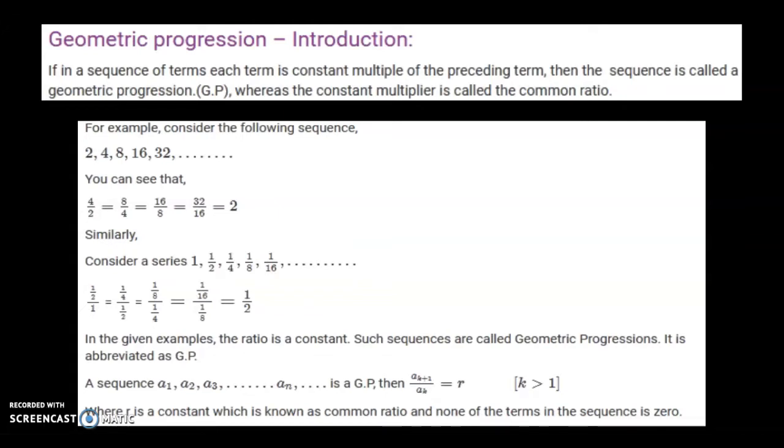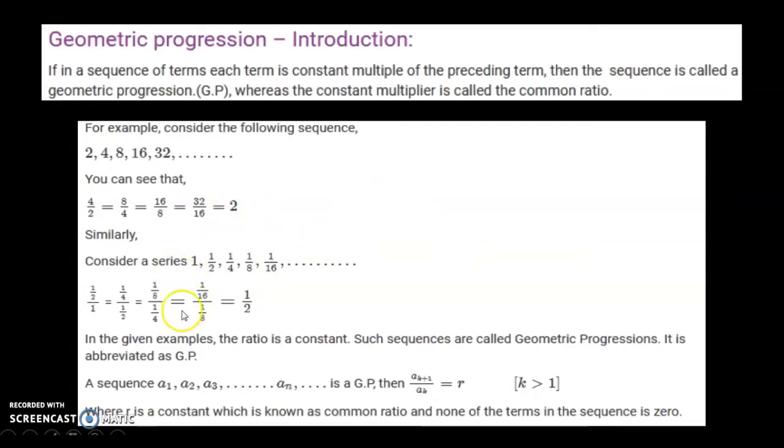So if the ratio of two contiguous elements is the same, let's say 4 divided by 2 is equal to 8 divided by 4, and similarly 16 divided by 8 and also 32 divided by 16 is 2, means all the contiguous elements' ratio is the same, then you can say it's a GP series or the geometric progression series.